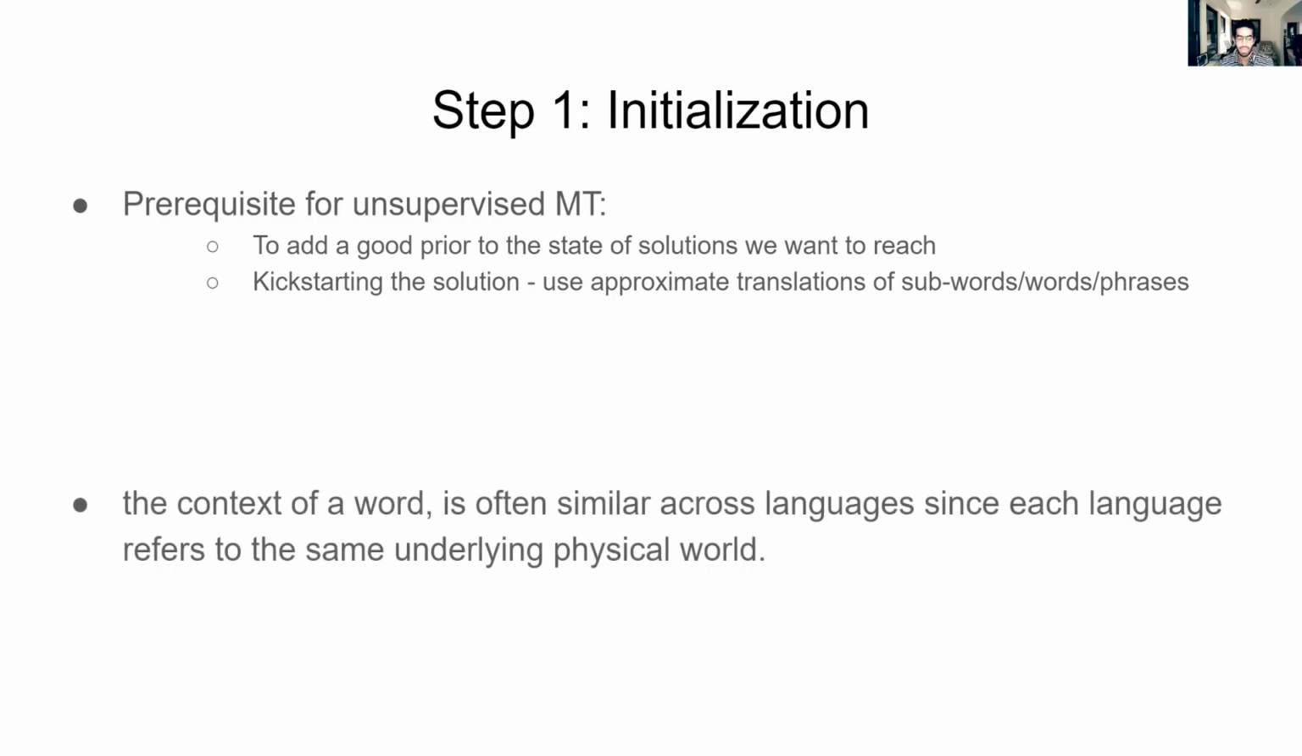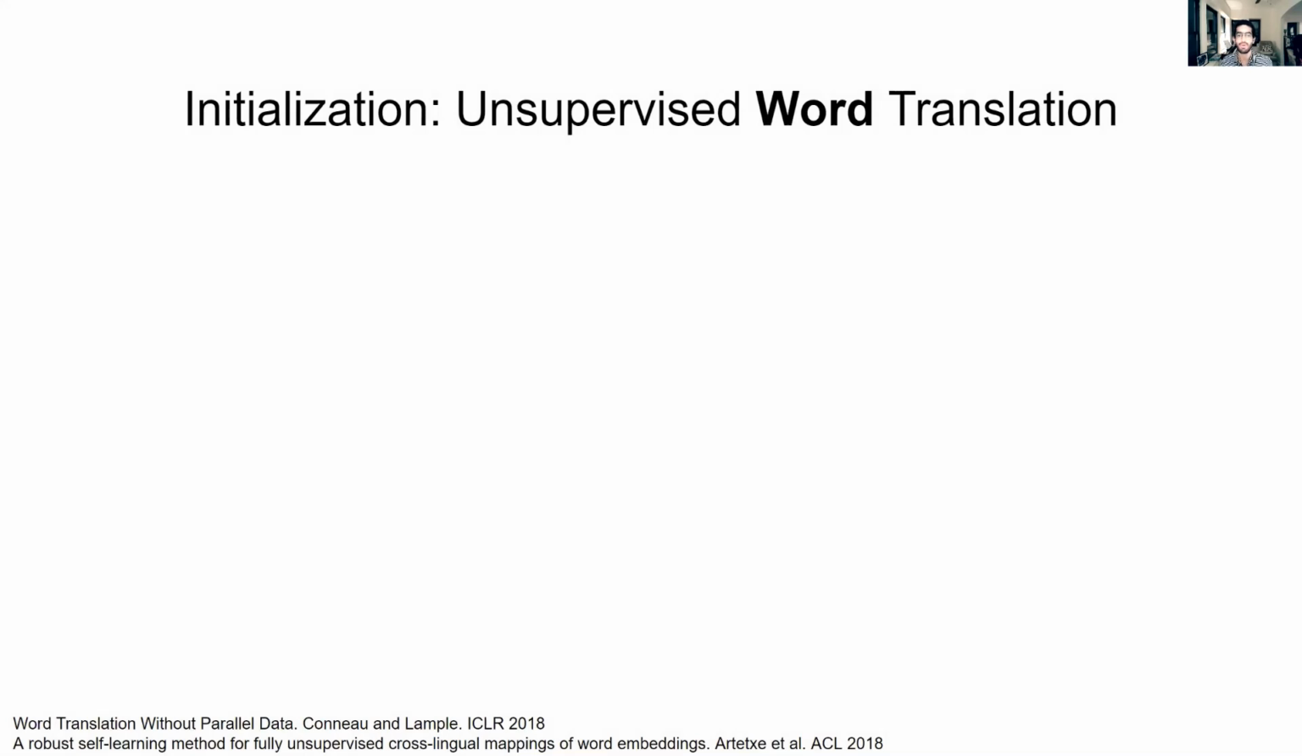The hypothesis it is based on is that the context of a word in two different languages is often similar, because both languages typically refer to the same underlying physical world. So the word cat in English and Italian is referring to the same entity, cat, and could potentially occur in a similar context in both languages and in both corpora. So based on these contexts, a good way to learn an unsupervised word translation model is using word embeddings.